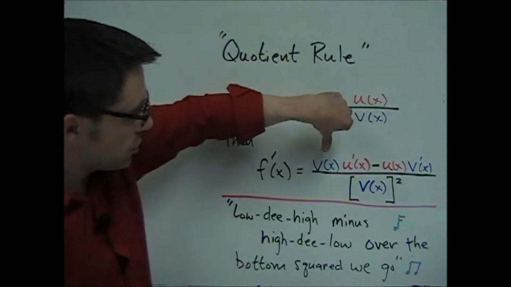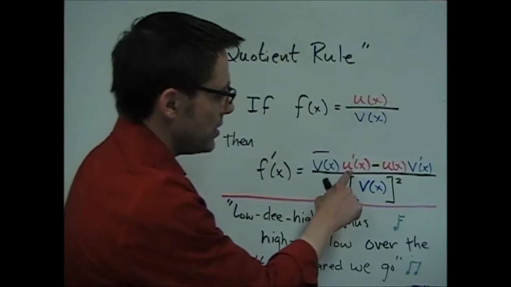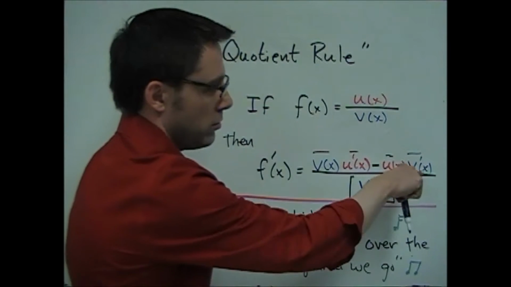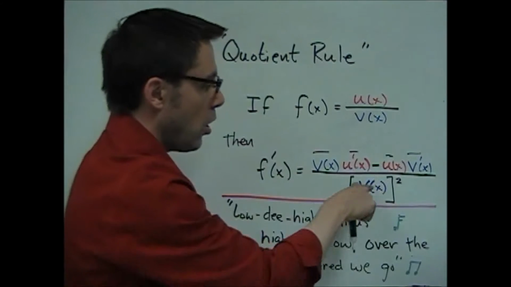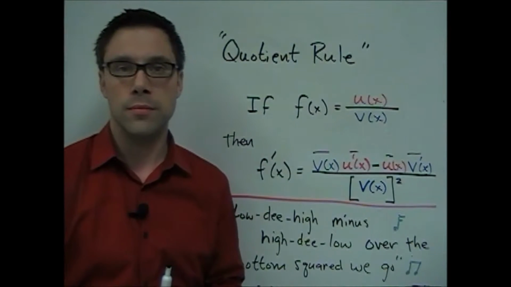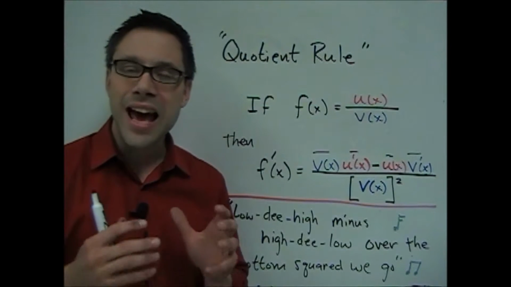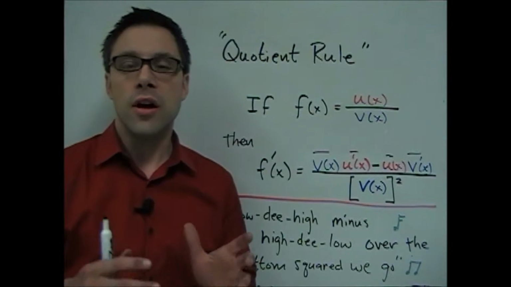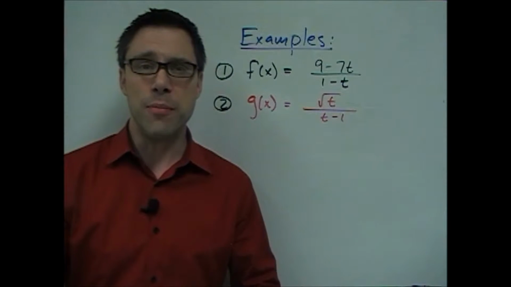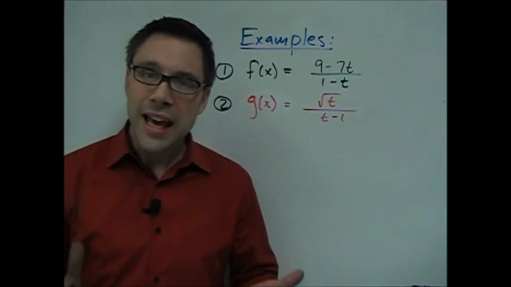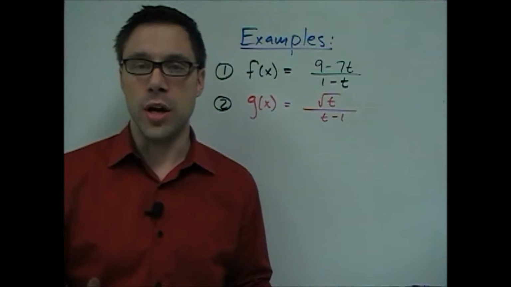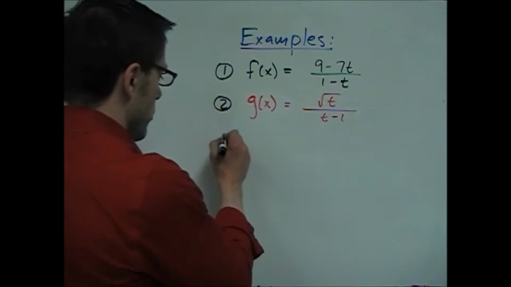Okay, here's low, low, d high, there's the high, minus high, which is u, d low, there's the derivative of the low, over the bottom squared. Okay, so that's the quotient rule. And the proof of this is exactly analogous to the proof of the product rule. So let's do some examples of the quotient rule. Again, we just need to identify the different pieces and use the rule that we know. So let me start with the first one.